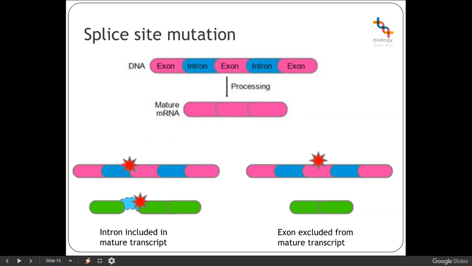If we have a mutation in this sequence here, we might wind up with the intron, this bit here, being included accidentally into our mature transcript. Or if we have another mutation somewhere else, it might mean that that's read as an intron instead of an exon, and it would be excluded from the mature transcript. So a splice site mutation might be caused by a substitution, which essentially means that the introns and exons get a bit mixed up, and we either include an intron in the mature transcript or exclude an exon.